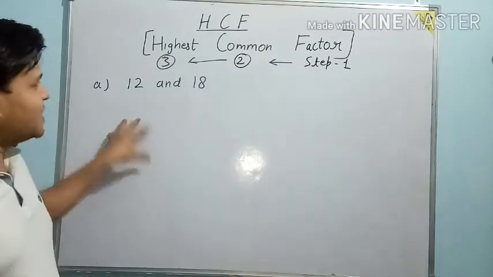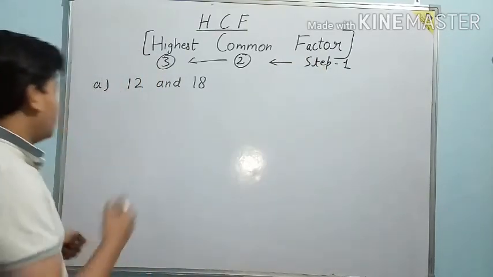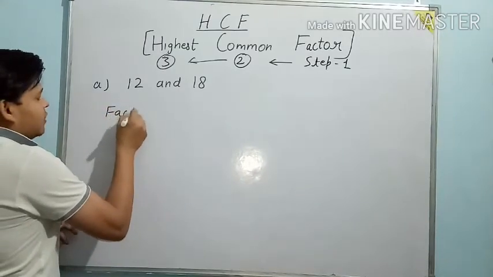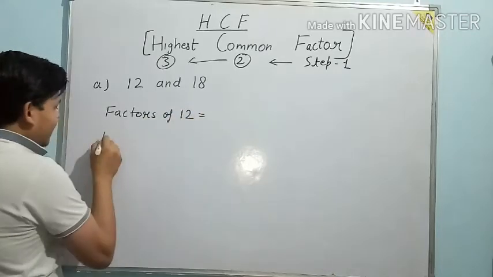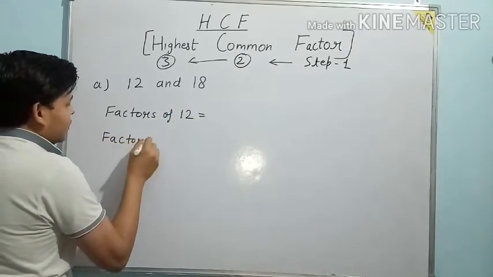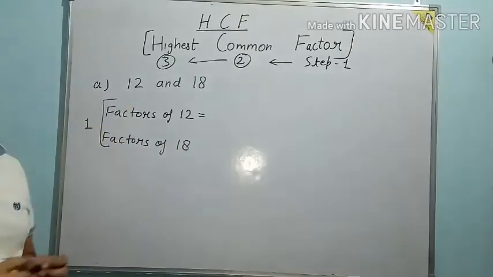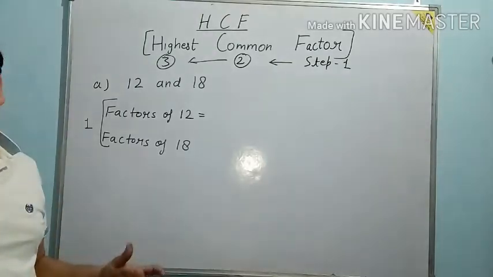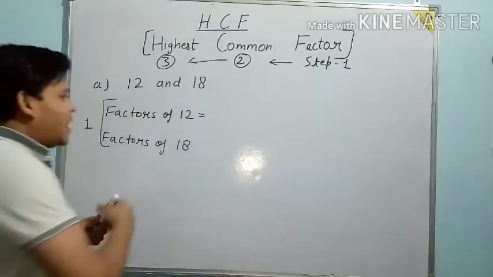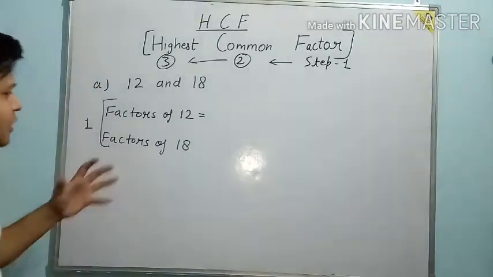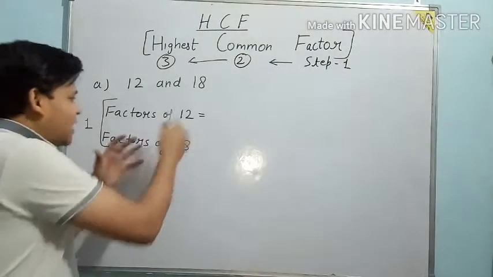So just like we have this in the map, step number 1, which is factors. First of all we will find out the factors of both the numbers. So I am writing here factors of 12 and factors of 18. These two are step number 1. I think you all must be aware how to find out the factors of 12 and 18 or any other number. So let's start. I am telling the simplest way to find out the factors. So the method is, let's start with 1.